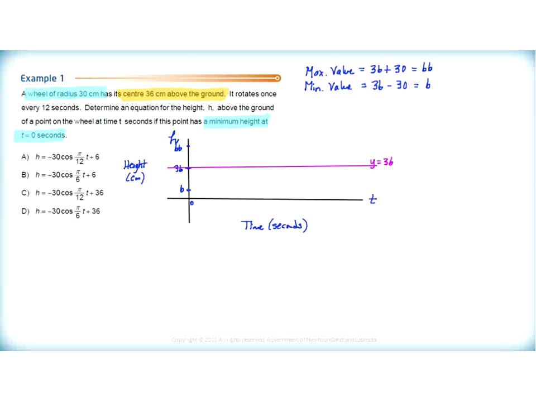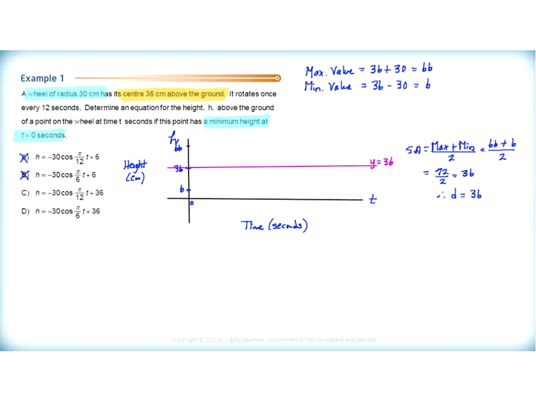Once you have the minimum and the maximum values of the function, you can determine the equation of your sinusoidal axis. The sinusoidal axis is equal to the maximum value of the function plus the minimum value of the function, divided by 2. So we have 66 plus 6 divided by 2, which is equal to 72 divided by 2, which is equal to 36. So that will give us the value of d in the equation. D will equal 36. As a result of that, that eliminates A and B as possible multiple choice items.